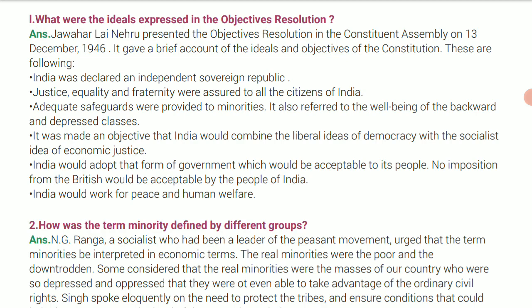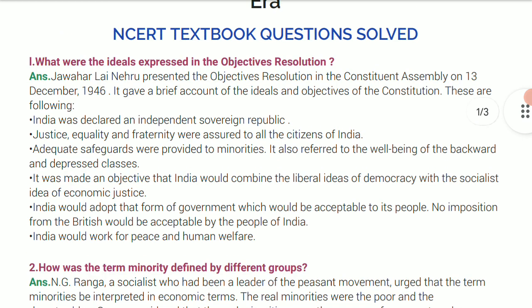that India would combine the liberal ideas of democracy with the socialist idea of economic justice, and the Objective Resolution adopts the form of government which would be acceptable to its people. No imposition from the British would be acceptable to the people of India, and India would work for peace and human welfare. So these were the ideals expressed in the Objective Resolution.